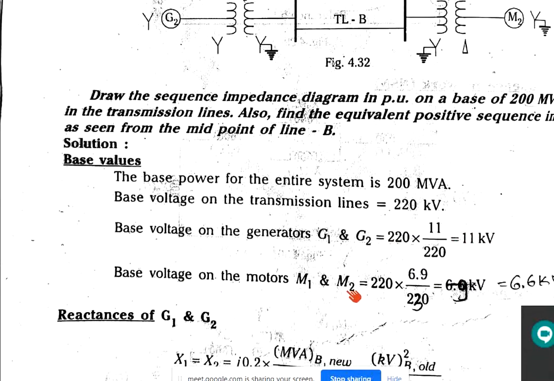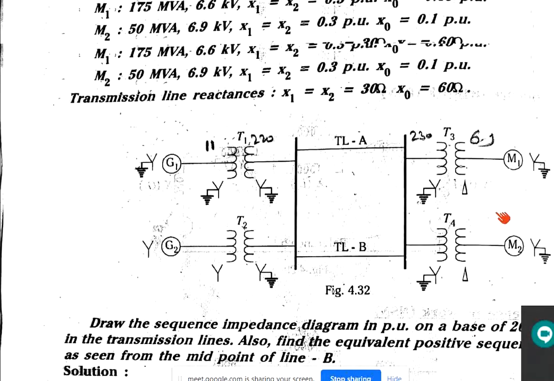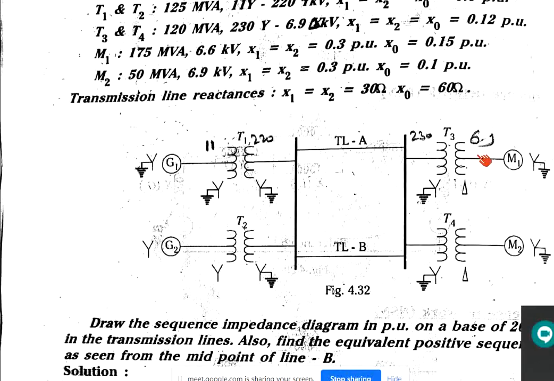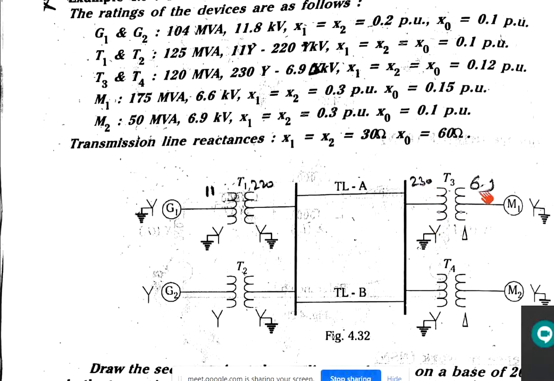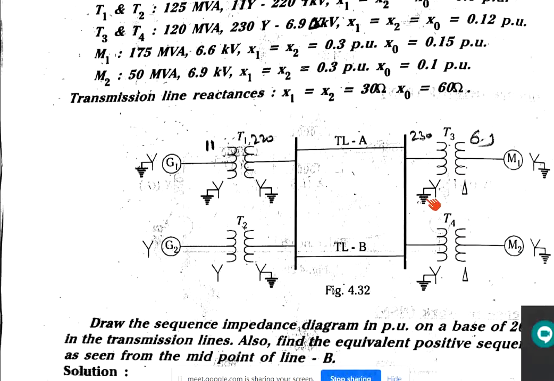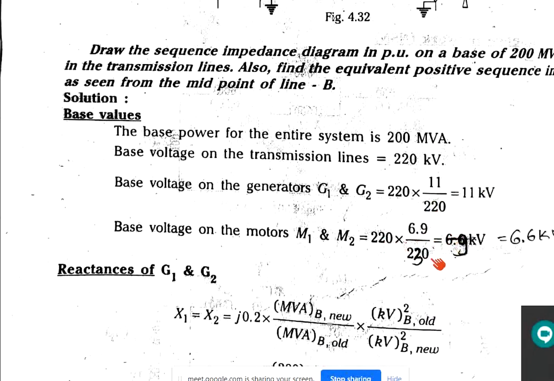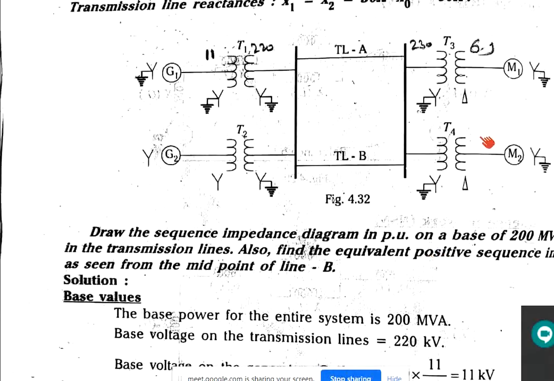So what base voltage will you get on the motors? Here the given voltage is 6.9. So it is also 220. Here I require the LT side, so 220 into 6.9 divided by 220. So it is 6.6 kV. Sorry, the motor voltage given here is 6. We'll see.